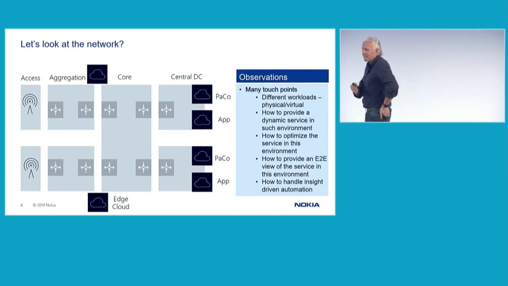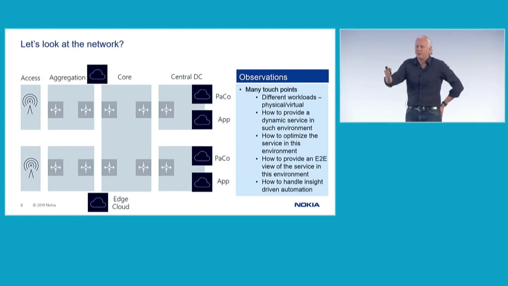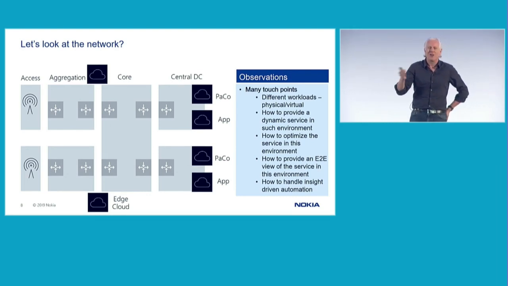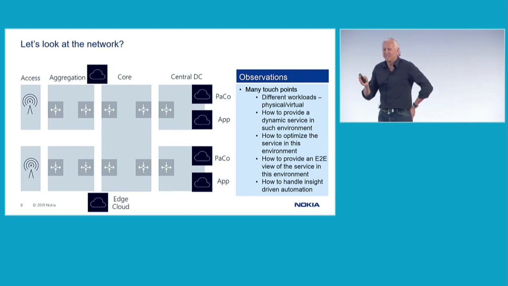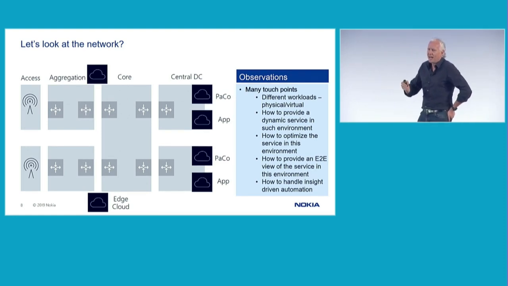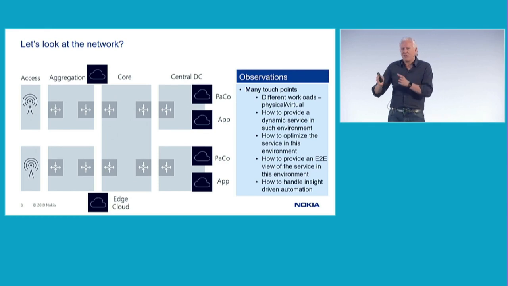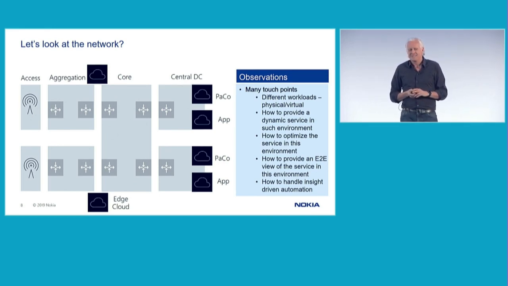You have access, you have an aggregation. I try to put an edge cloud there, which is probably sitting in between, and depending on the geography, can be sitting somewhere else. You have a core, and you have central services distribution points where I depicted central data centers. Now, if you want to deliver what I said before, and if you segment these pieces in different chunks, it's not going to be easy, right?